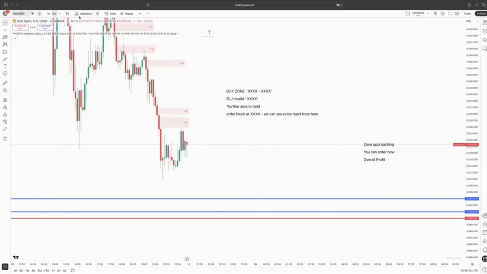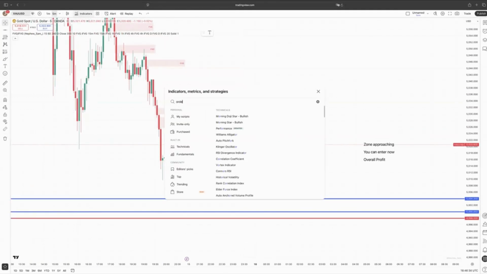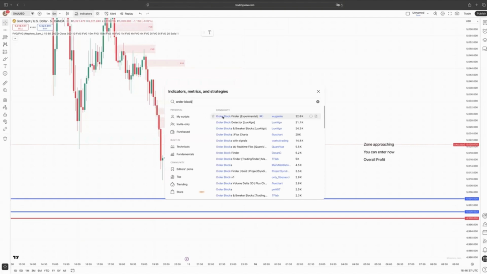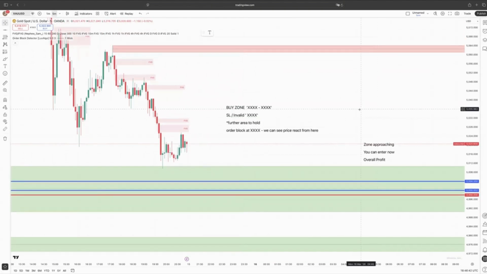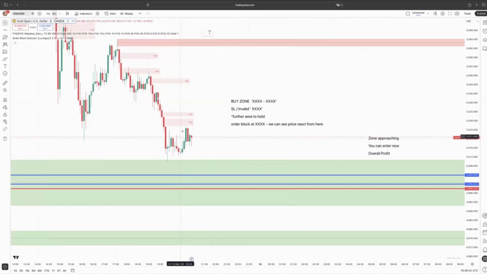Now, for those of you that are interested to know, you could go on the indicator function and type order block. This is the exact thing that we use to see order blocks. An order block is an area where we can expect the market to react from. For example, here, this big green box, do you see how price bounced off of this area, from 5,009 all the way to 5,025.